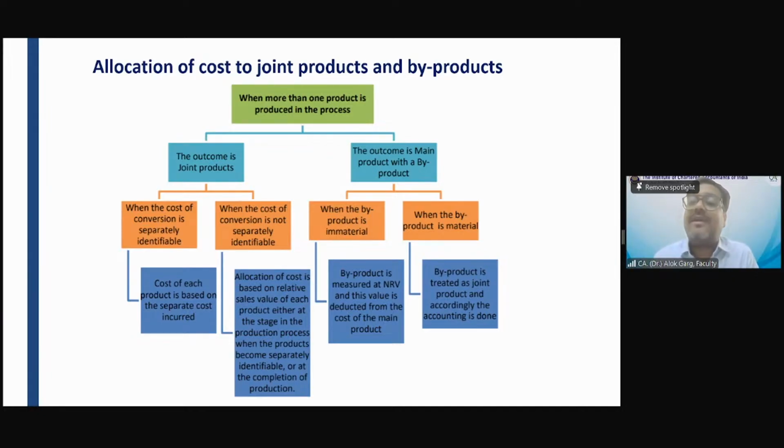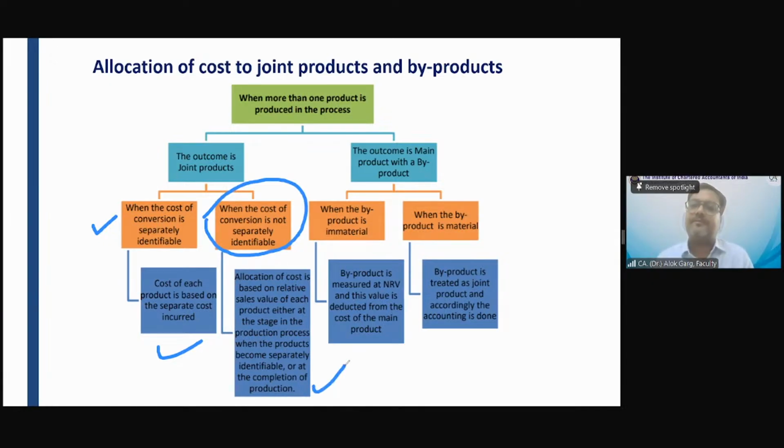So how are the joint products going to be measured, how is the cost of the inventory of the joint products going to be measured? The standard says that when the cost of conversion is separately identifiable, this is the cost of extracting petrol, this is the cost of extracting diesel, then of course the cost of each product is based on the separate cost incurred. But what happens when the cost of conversion is not separately identifiable? Then the standard says that allocation is based on the relative sales value of each product, either at the stage in the production process when the product becomes separately identifiable or at the completion of production.